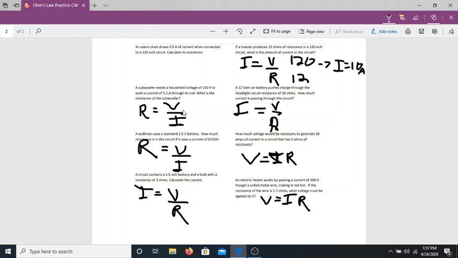All right, so same deal. Next one, we're looking for resistance for this subwoofer. It says household voltage of 110 volts. Usually it's 120, but in this case the voltage is going to be 110. The current's going to be 5.5 amps. Solve for that. You should get the resistance is going to be about, I believe, 20 ohms.